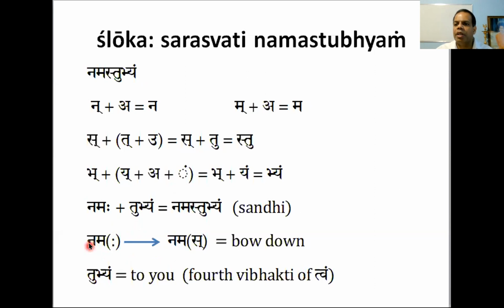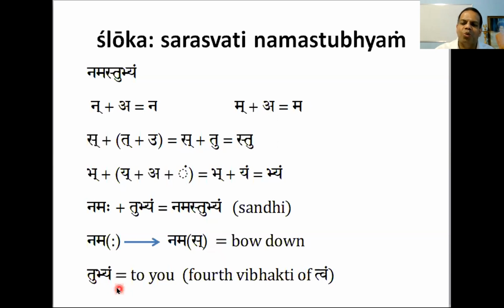Whenever there is a join, depending on the letter which is following it, it undergoes a change. Because the letter Tu is following, this Visarga becomes Sa. So Namaha, when it joins with Tubhyam, the Visarga changes into Sa. So it becomes Namas Tubhyam. Namaha means to bow down. All of you know the word Namaha. In every Ashtotram, Namaha, you bow down. Tubhyam means to you.